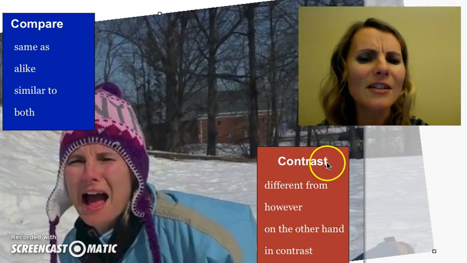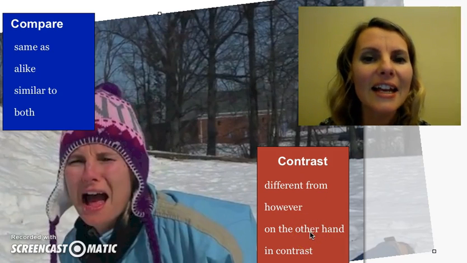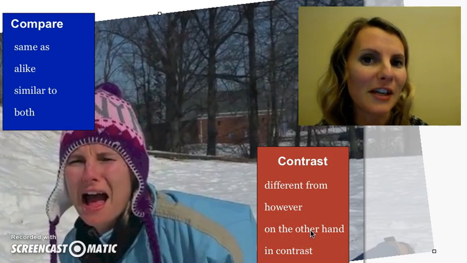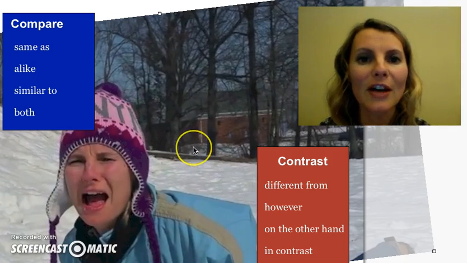Now let's contrast the two. We could say that sledding, when you sled, you sit on your bottom. On the other hand, when you snowboard, you stand on your feet. So that's how we can compare and contrast two different things.